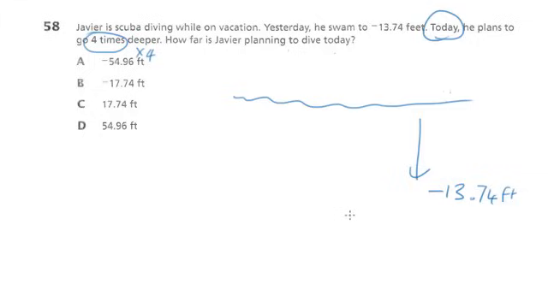He says he's going to go 4 times deeper, so that's negative 13.74 times by 4. And so a negative times a positive is going to be a negative. So really what we need to do is 13.74 multiplied by the 4, which gives us 54.96, and it's negative, and so our answer is A.